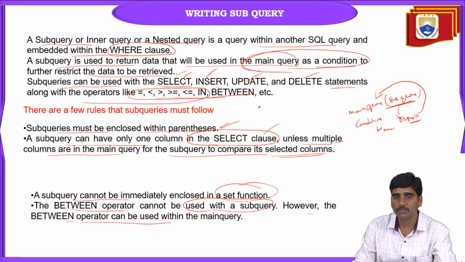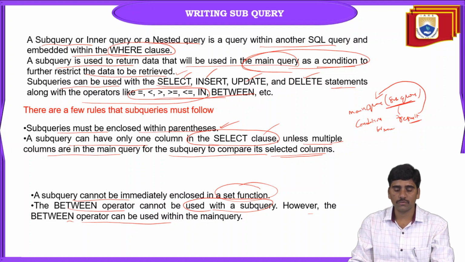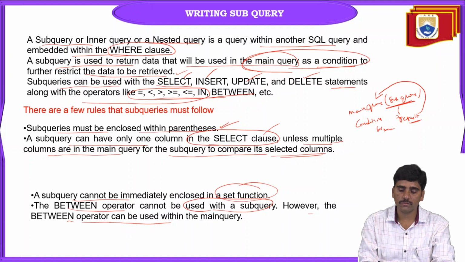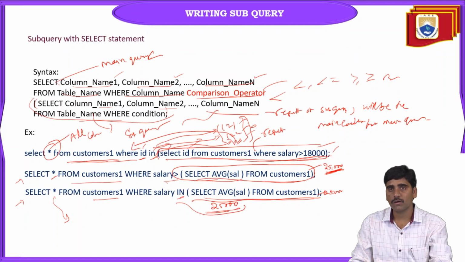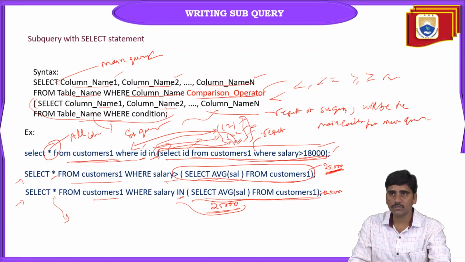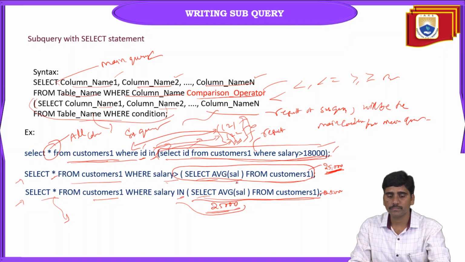So here there is a set of rules. To write subqueries, we must enclose them within parentheses, and we need to write the select clause with one column in the subquery and multiple columns in the main query. And a BETWEEN operator cannot be used with a subquery, though it can be used with the main query also.